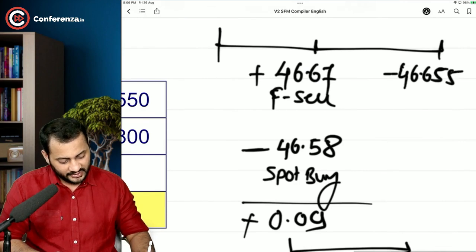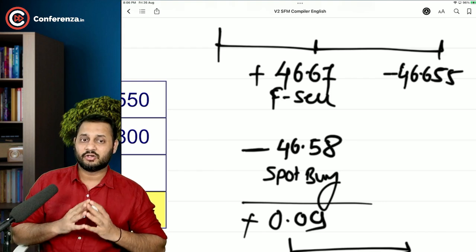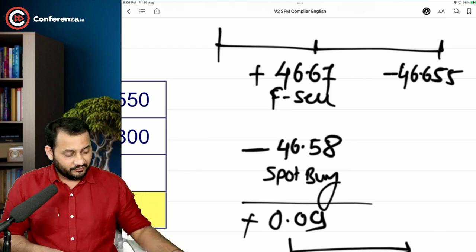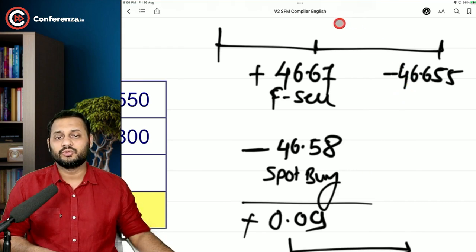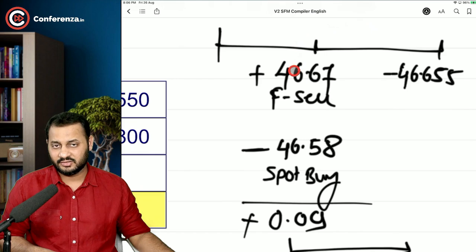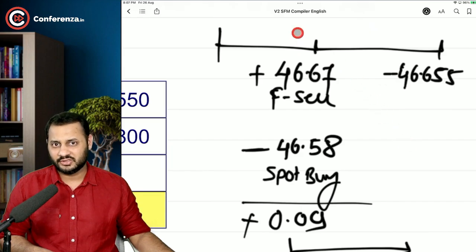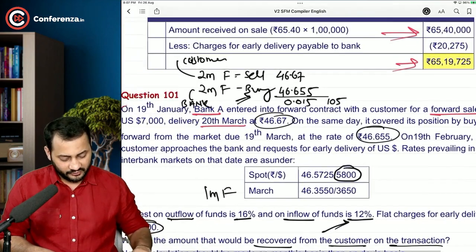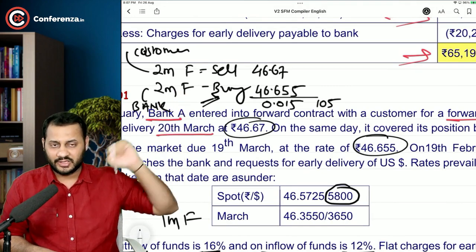46.655. This is the rate at which we will buy the dollars in the interbank market on the due date. After buying the dollars at this rate, we were supposed to sell them to the customer. But now, after buying at this rate, we will have to sell at the forward rate that we have already taken on this date. So which type of rate is required? A 1 month forward sale to cancel that.